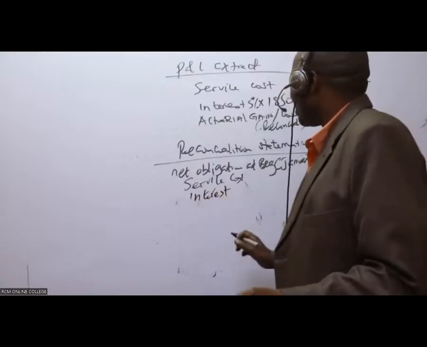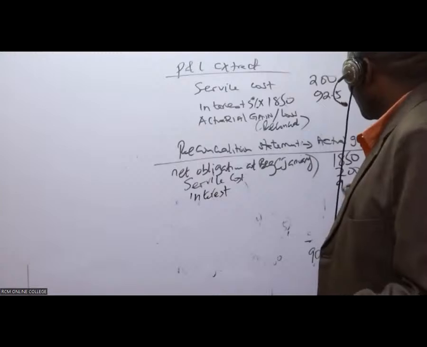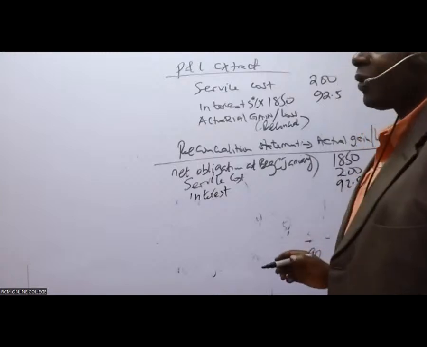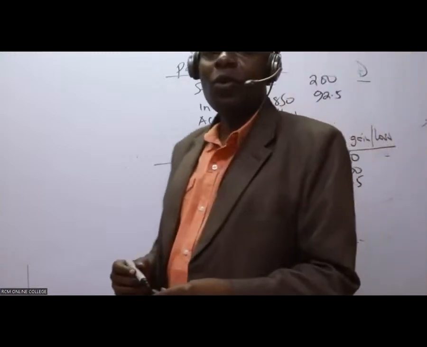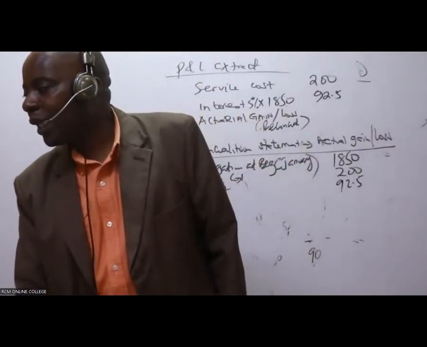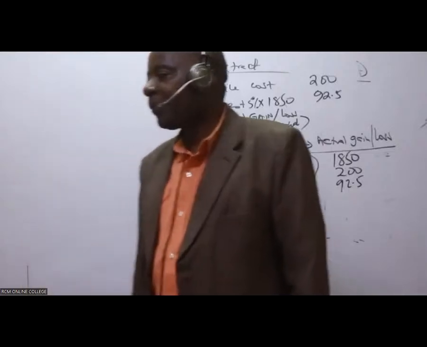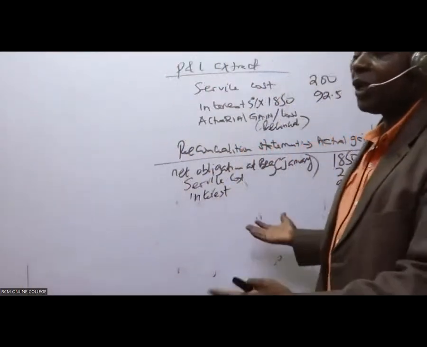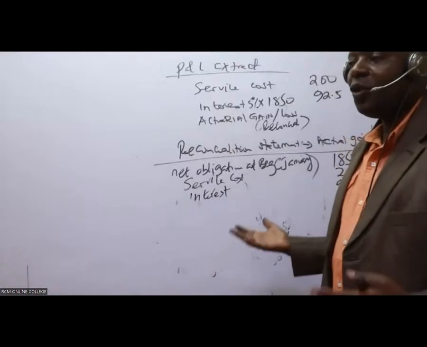Interest earned. So the interest earned, you already have the figure, which is 92.5. What else? What else am I going to work with? Is this everything? Hey, my good students, what else?